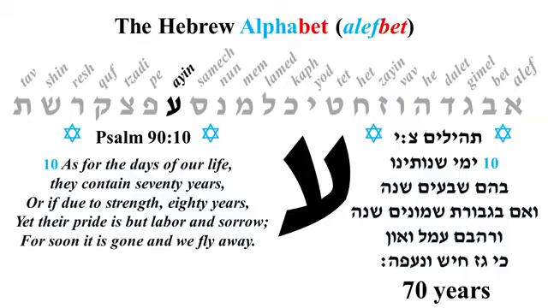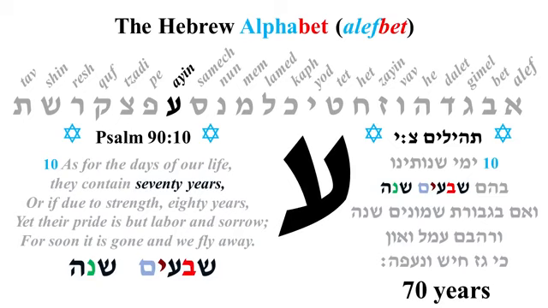Psalm 90, verse 10. As for the days of your life, they contain 70 years. Or, if due to strength, 80 years. Yet their pride is but labor and sorrow, for soon it is gone and we fly away. Here's our 70 years that man is appointed, a nice life. 80 if you're strong. And that's interesting. 70 is ayin. 80 is the next letter, pei. And sometimes you'll hear people talk about 70 years. A score in English is 20 years. So 70 is 20, 40, 60, and 10, 70.